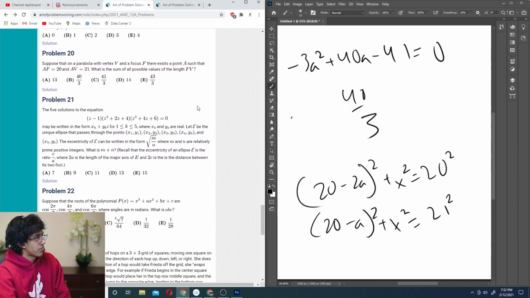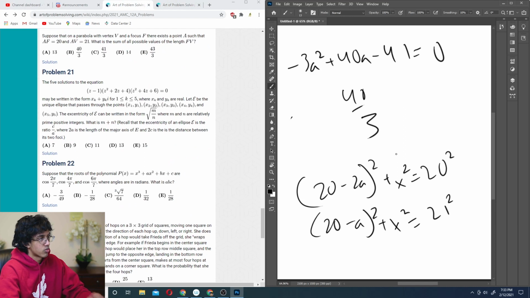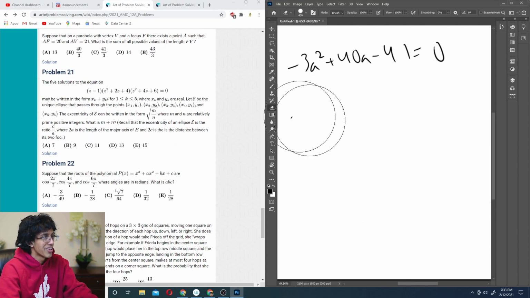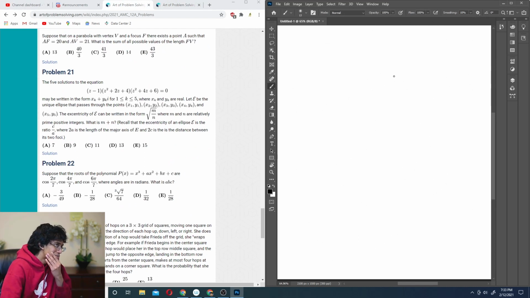Alright, nice. This one, I did not even get a chance to read these ones. So I don't know if I know how to do them, so why don't we try them together. Alright, so (z minus 1)(z squared plus 2z plus 4). I'll probably only do one or two of these because I am somewhat close on time, but we'll see.